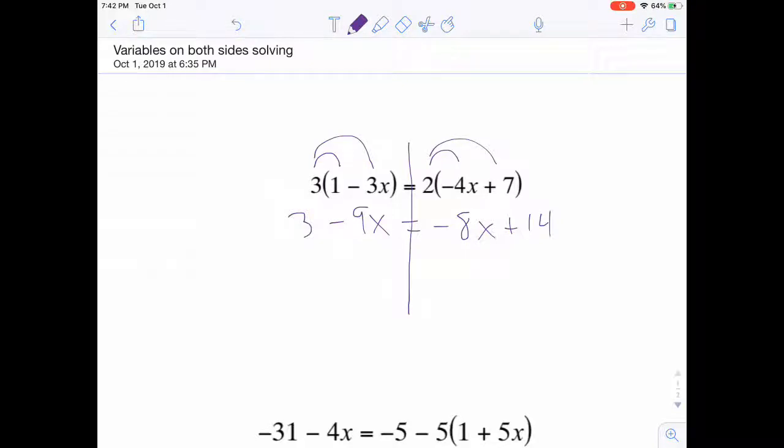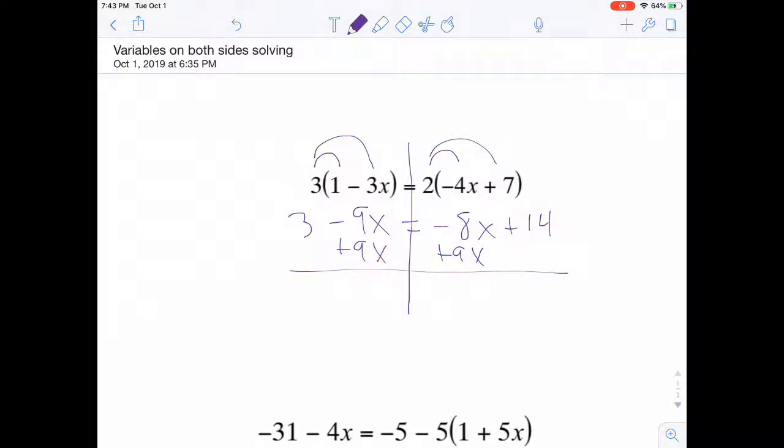My next step will be to use inverse operations to move one variable or the variables to one side. I always tell students to move the smaller variable in order to not have to deal with negative coefficients for my variable. So if I'm looking at negative 9x and negative 8x, the negative 9 is smaller, so what I'm going to do is I'm going to add 9x to both sides.